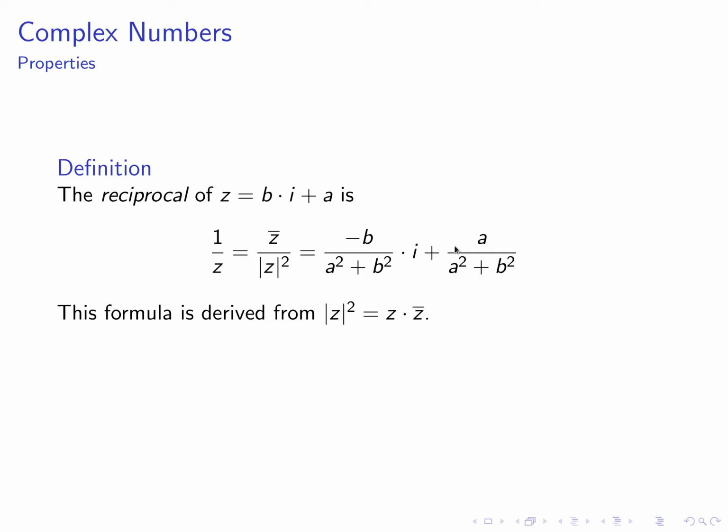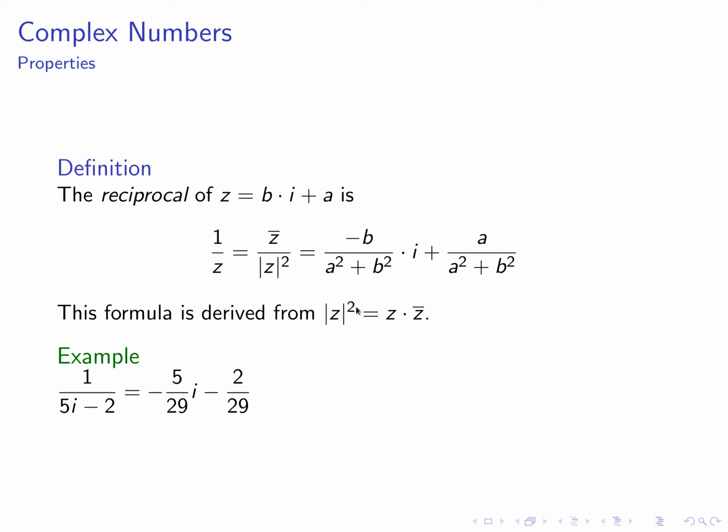And this formula is derived from the formula for absolute values. The absolute value of a number is the square root of the product of the number with its conjugate. So the absolute value squared is the number multiplied by its conjugate. And the formula we just derived is obtained by dividing both sides of absolute value squared equals the number times its conjugate by the conjugate.